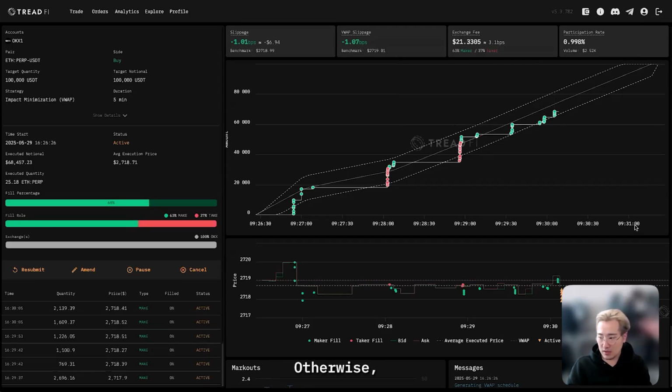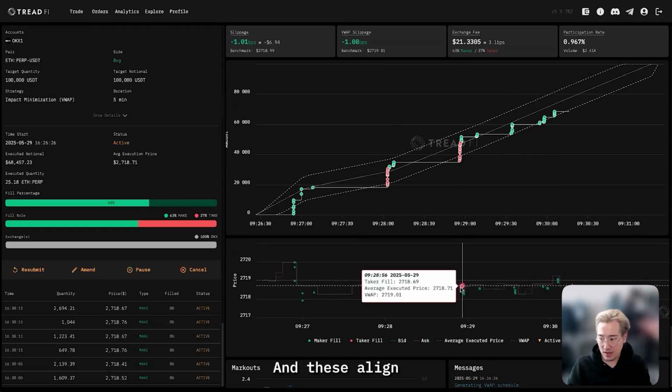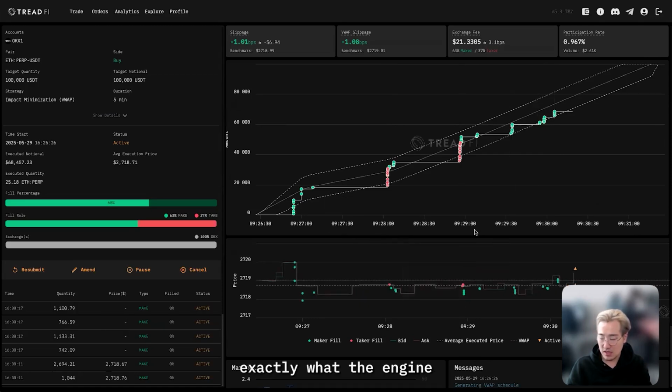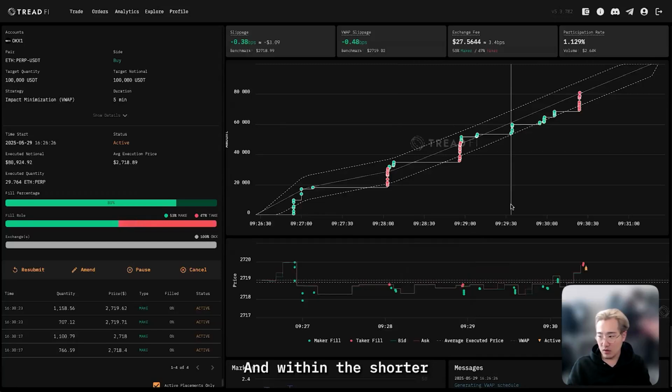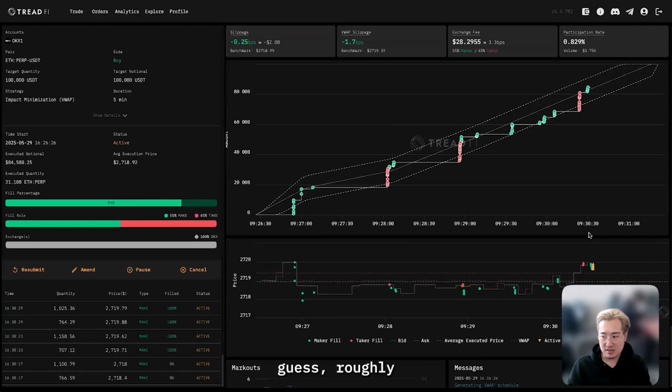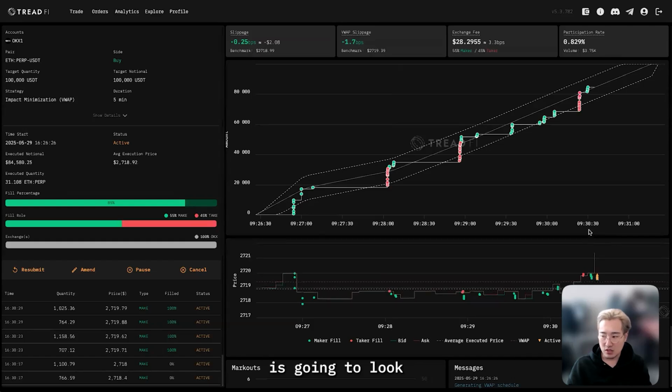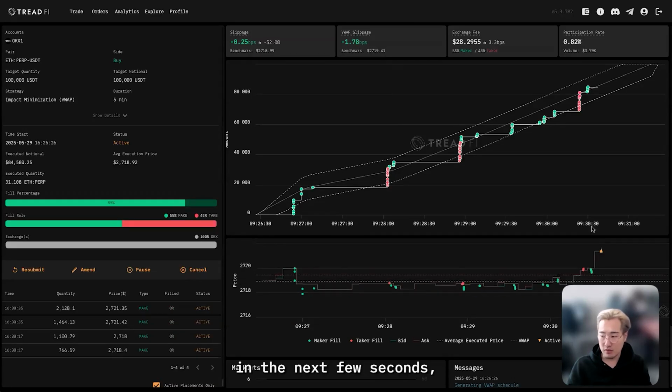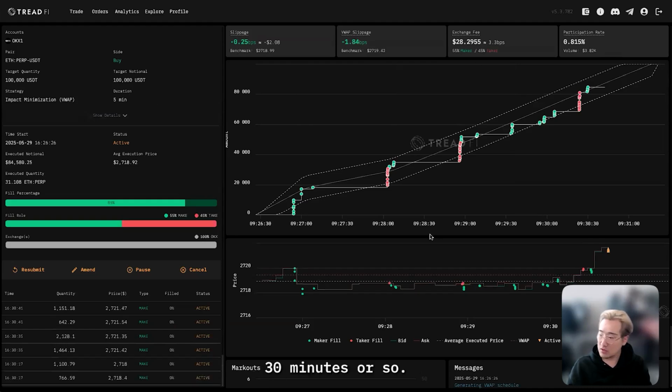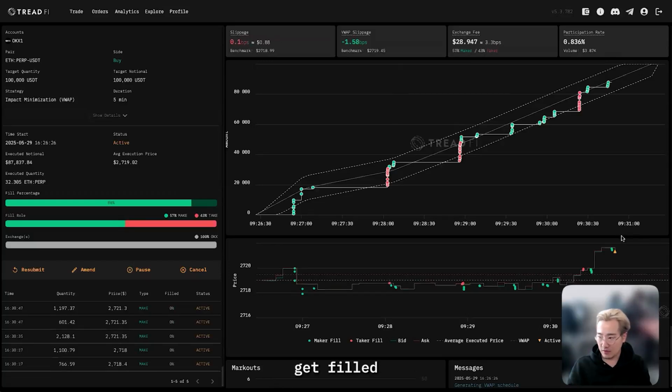Otherwise, the green dots represent makes, red dots represent takes, and these align with the bid-ask chart as well. And so you can see exactly how the engine fills the quantity that is filled so far, as well as what it's planning to do, and within the shorter time period, where the limit orders are relative to the bid-ask spread. So you can guess roughly how your execution is going to look if the prices move towards you or away from you in the next few seconds, or if your order was longer, it might be the next 30 minutes or so.